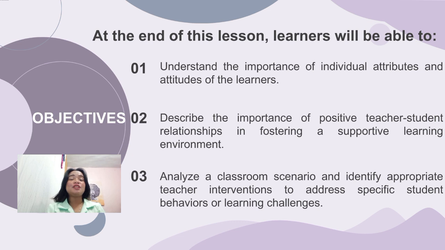In this lesson, we have three main objectives. First, we will understand the importance of individual learner attributes and attitudes. Second, we will discuss the importance of positive teacher student relationships in creating a supportive learning environment. Finally, we will analyze classroom scenarios and identify appropriate teacher interventions for specific student behaviors or learning challenges.